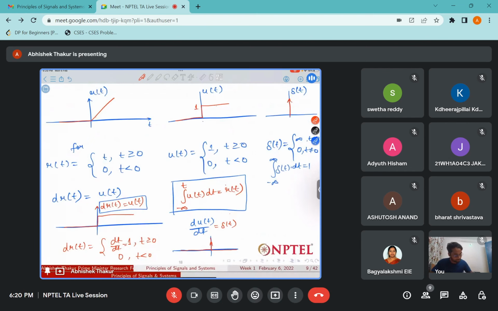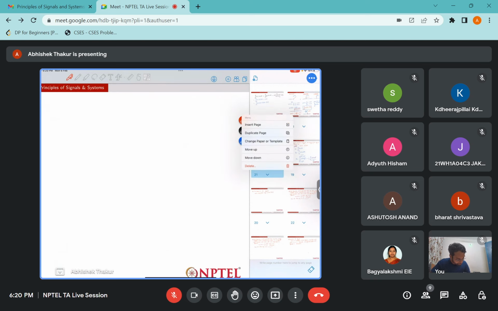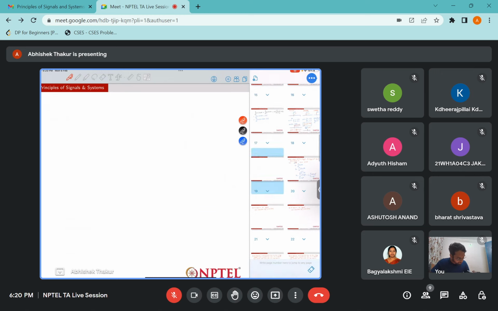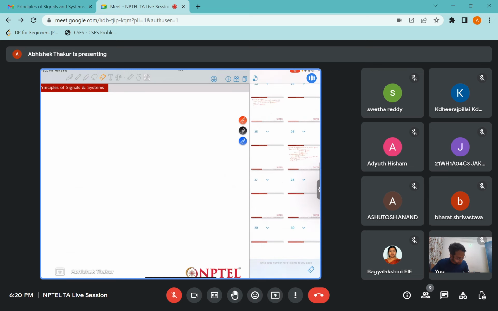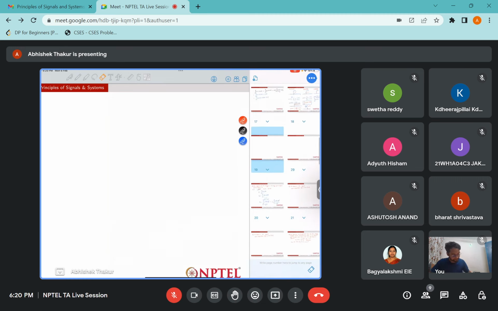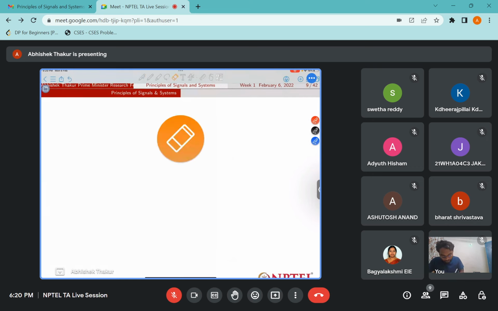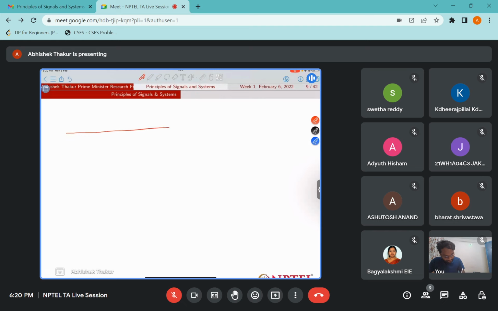Also, we can see for the discrete time signal, because it will be helpful. This was for the continuous time signal. Now you see for the discrete time signal. For the discrete time signal, at 0, 1, 2, for all these values, it will become one. And for the negative values, it will be 0.